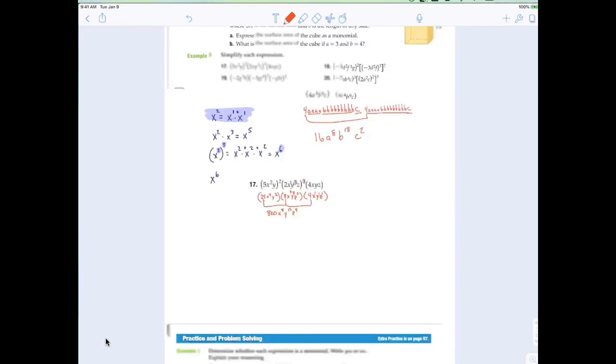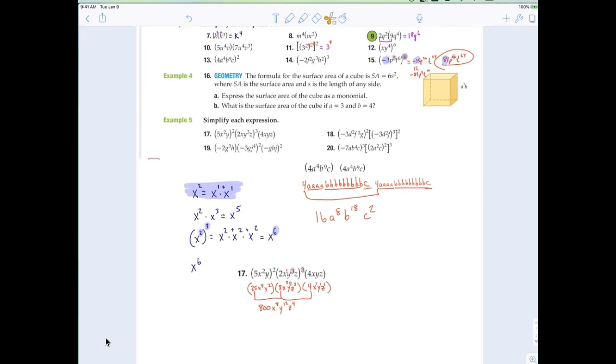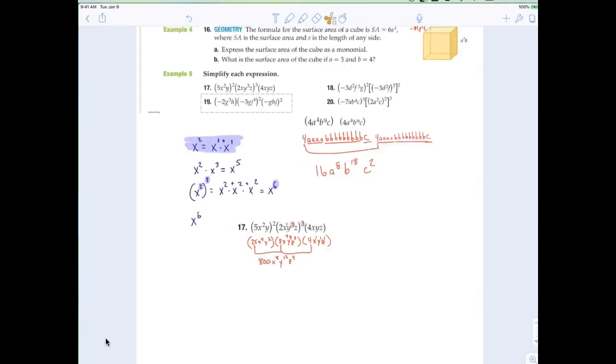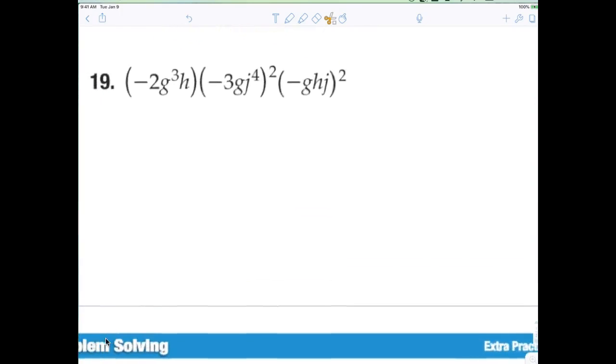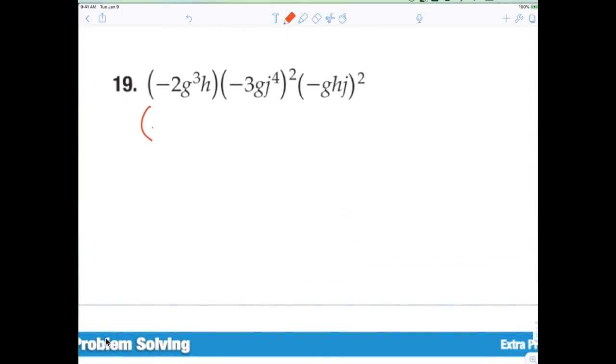All right, here we go. I'm on 19 now. All right, here we go. Okay, the first one. Nothing changes. All right, Patrick. What's the second one simplified to? 9 e to the power of 2 and j to the power of 8. Beautiful.